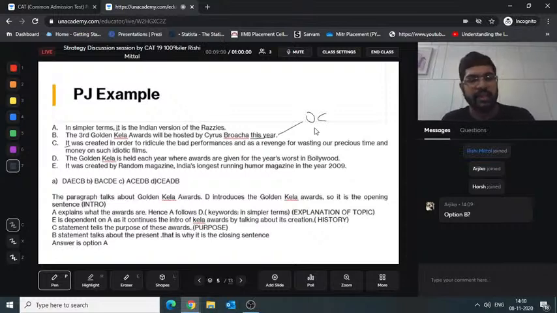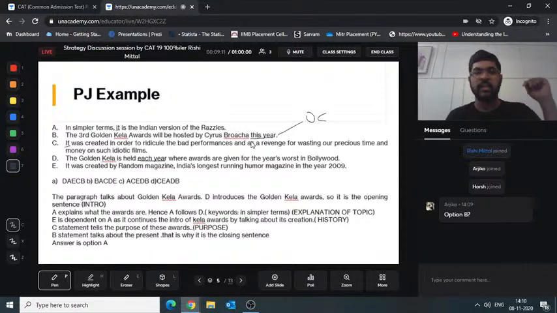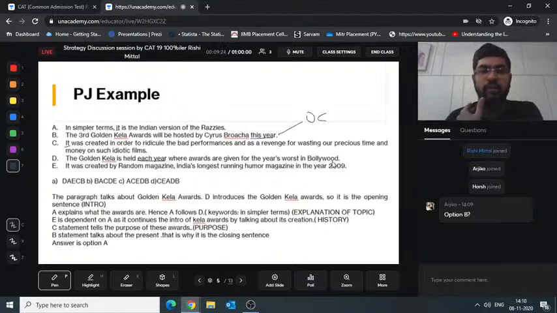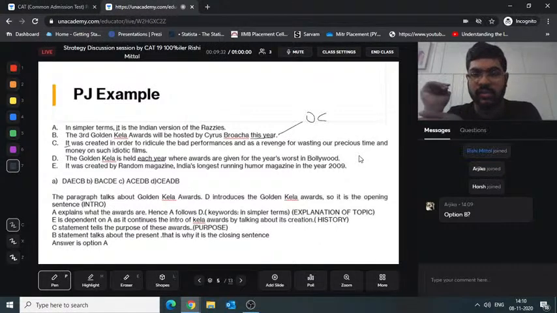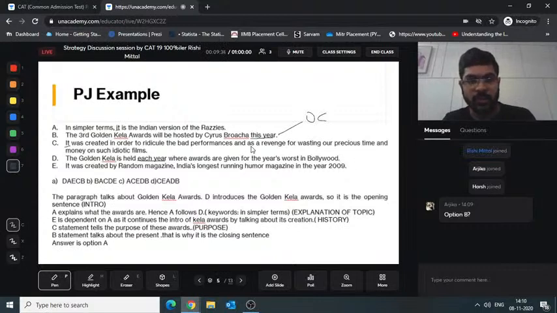Okay, let's go to sentence D. The Golden Kela is held each year. Now I can see each year, which is a generic one, which I feel should come before this year because this year is in present. Each year is a simple present statement, right? It's a continuous statement. So I might personally put D before B, but let's see. Where awards are given for the year's worst in Bollywood. So option D is a very generic statement, a definition statement of what Golden Kela Awards are and how frequently they are organized.